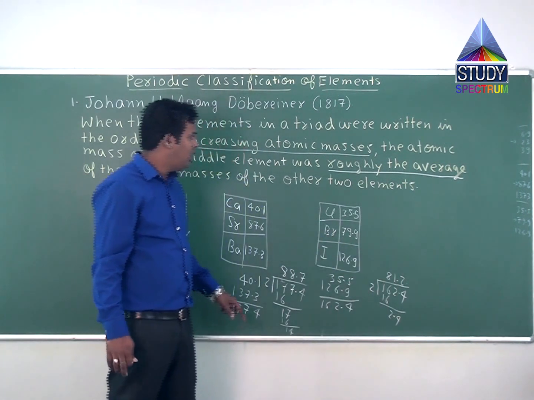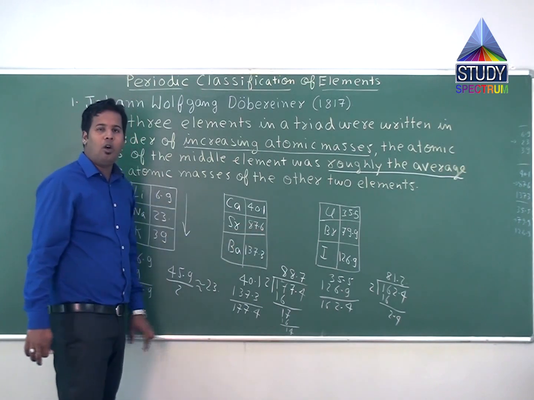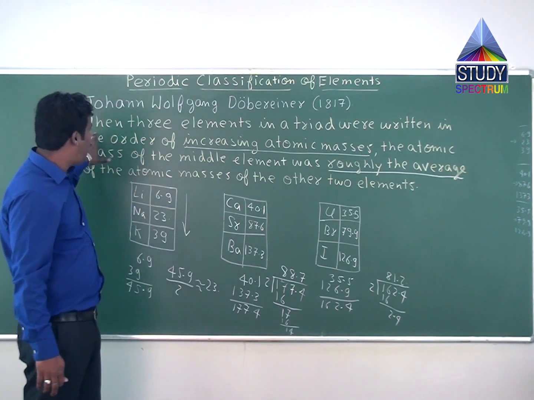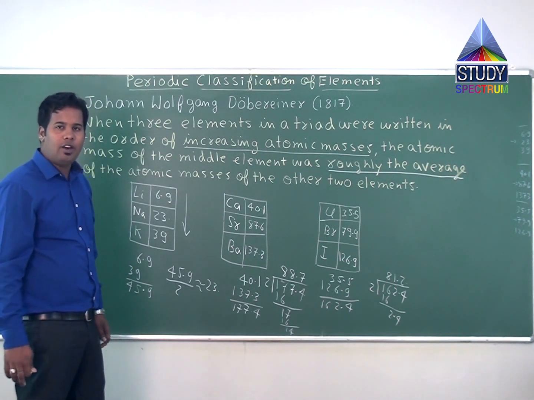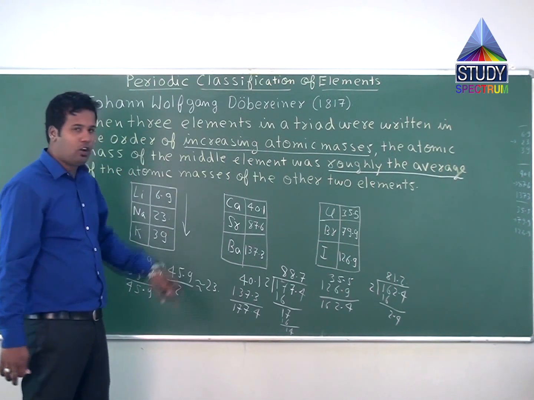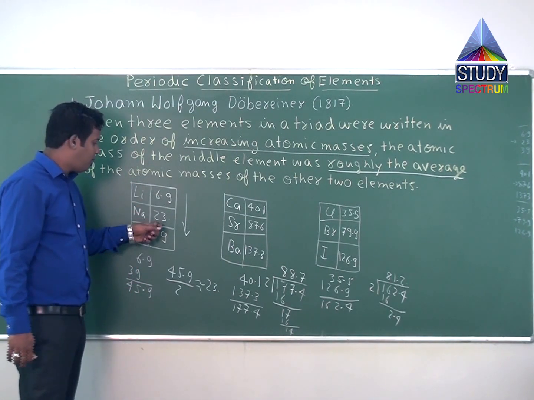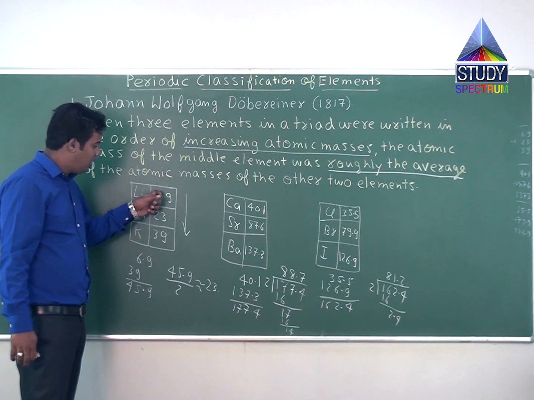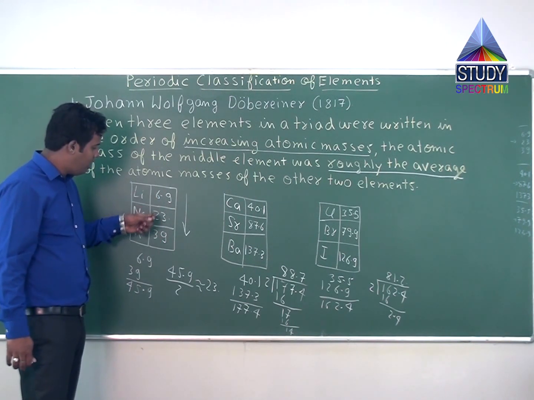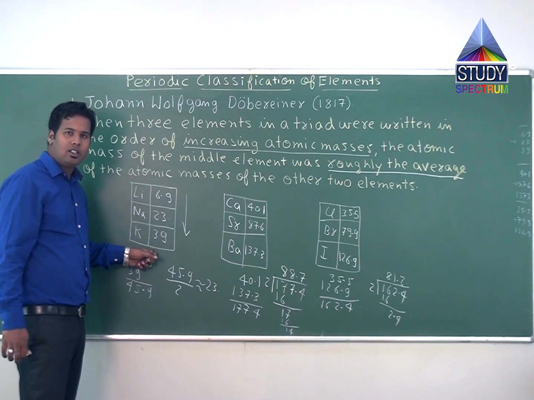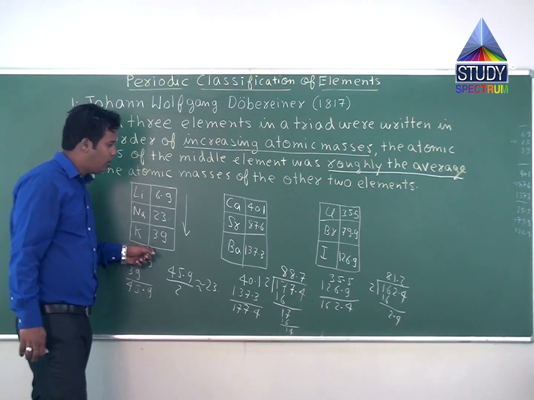So we can say that this statement was coming out true for this third triad also, which says that when three elements in a triad were written in increasing order of atomic masses. If you notice in the first triad also, the elements are arranged in increasing order of atomic masses, 6.9, less than 23, less than 39. So atomic mass is increasing as you go down the group.